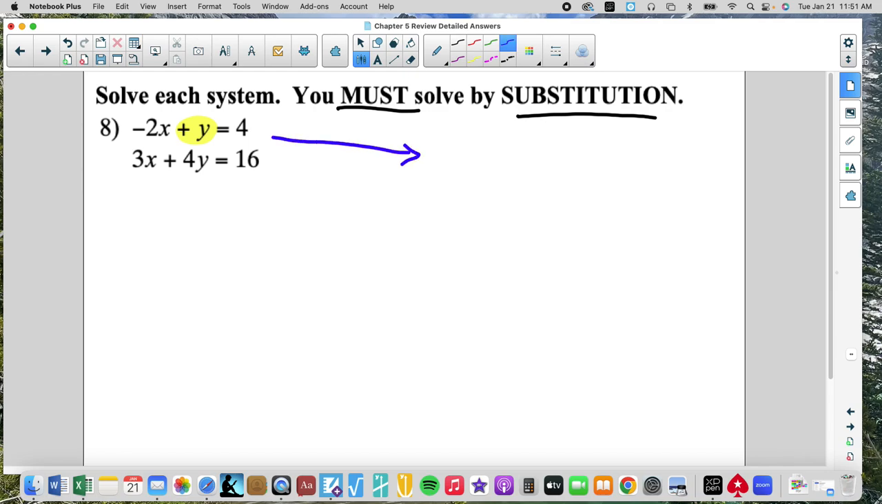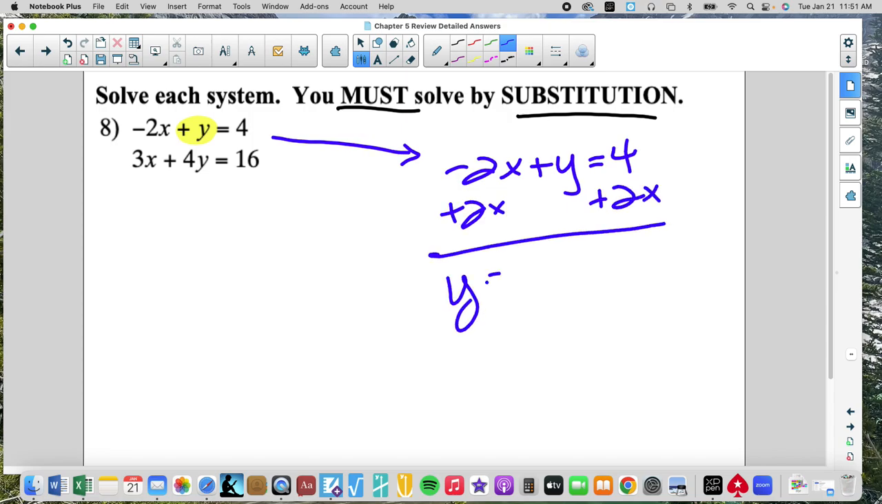I'm going to take that, negative 2x plus y equals 4. I'm going to isolate y by adding 2x to both sides. That leaves me with y equals 2x plus 4. I've isolated one of the variables in terms of the other. And I will take the equation that I did not use.